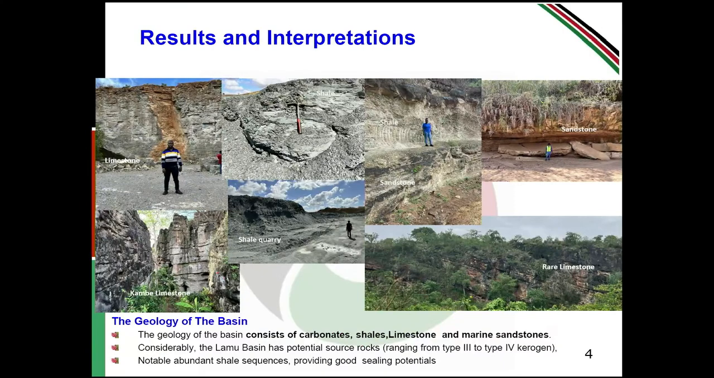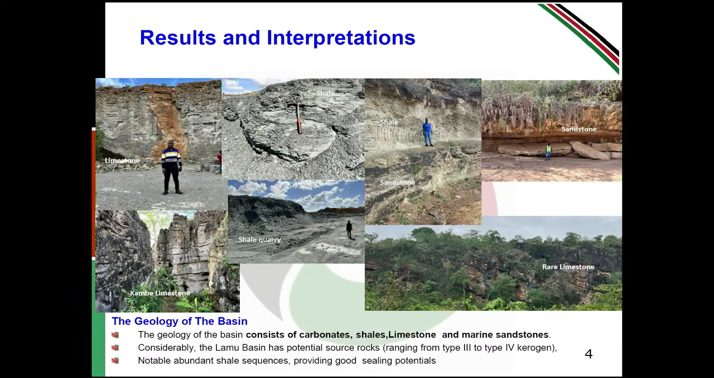These are photos to show you some of the outcrops we have encountered in the field. I'll start on your right, which is my left, and go in a clockwise direction. On the extreme right is a limestone where we encountered exposures of more than 100 meters. Following closely is a shell outcrop that we found in a quarry.